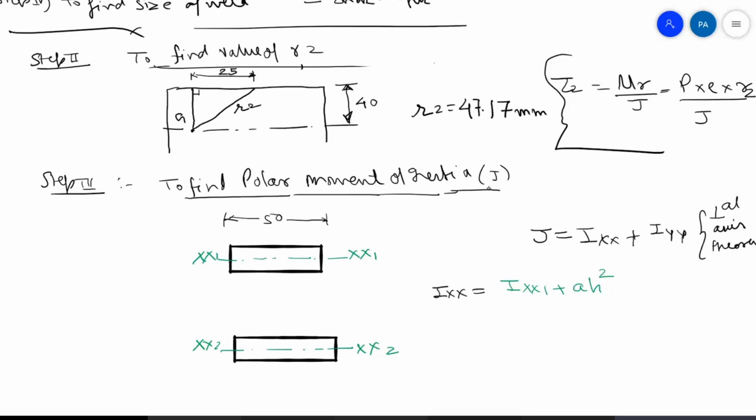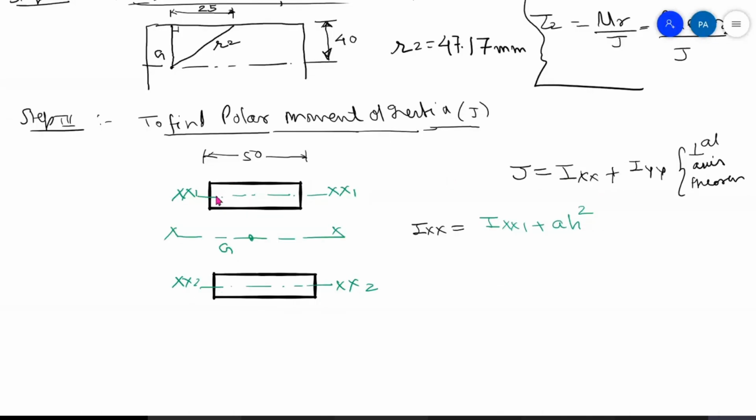Okay, now I am asking Ixx. Ixx means what we have to find? We have to find about this axis. This is G. If I say this is xx, we have to find the moment of inertia of both the welds about the x axis, that will give us Ixx. ये समझ लो, बहुत इंपॉर्टेंट है. अभी तक भी जितना मैंने बताया, I am repeating it, and if you have any doubt you can ask me.